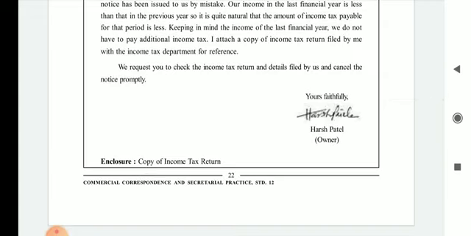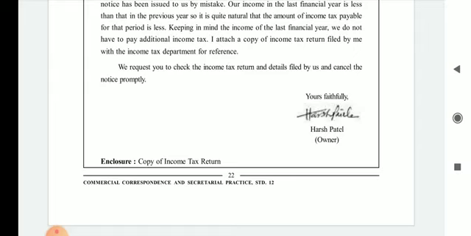We request you to check the income tax return and details filed by us and cancel the notice promptly. They mention that they are requesting the department to kindly check the income tax return which we have filed, and if they find it suitable as well as right, they are demanding the cancellation of that particular notice which was already sent by the department.